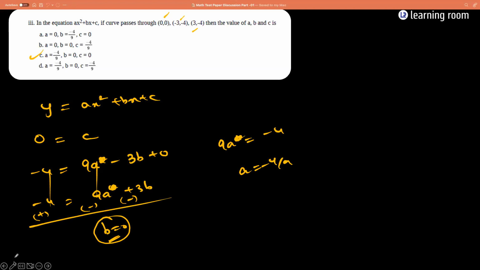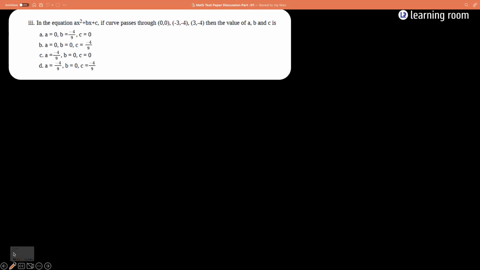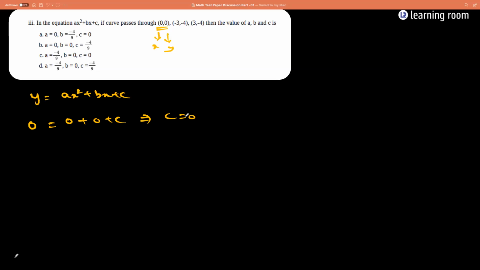Sure. See, if y is equal to ax square plus bx plus c, they have given 2 points. So x is 0, y is 0. I'll get 0 plus 0 plus c. This implies c is equal to 0. Did you understand? When I substitute all, yes, sir.